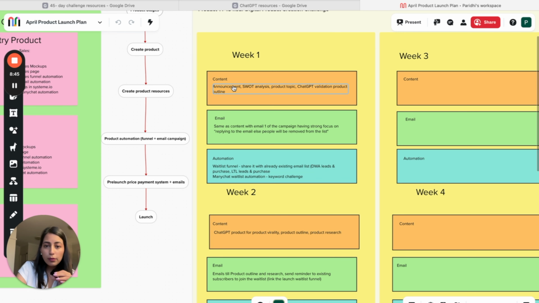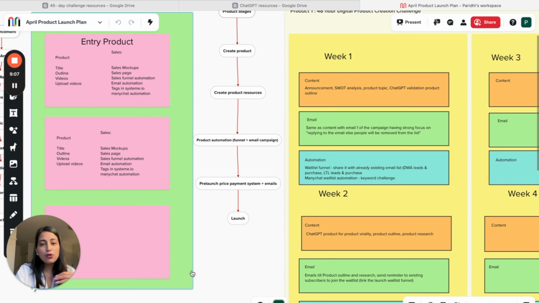That was week 1 for me, where I made the announcement, I did the SWOT analysis, we figured out a topic, which is how to create a digital product in less than 48 hours. And you don't need any experience for it, right? Now, one of the parts of this entire process is that I create content for this process, right? That is the challenge. So I not only create an entire product, which this sheet helps me do, it makes me do every single thing.